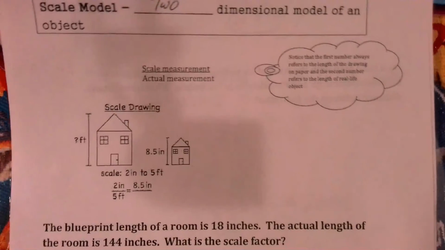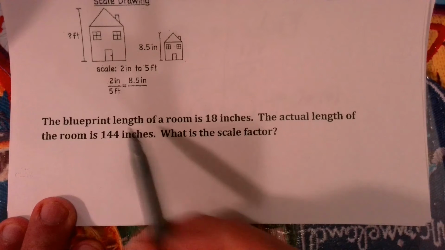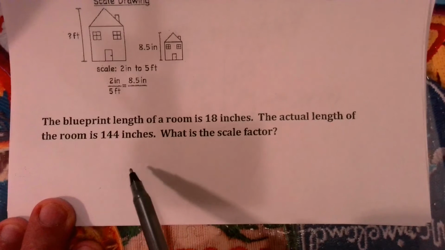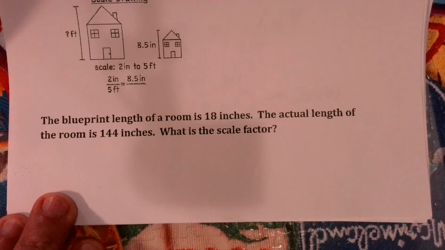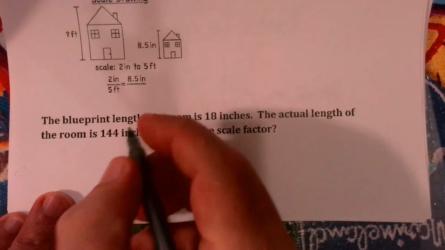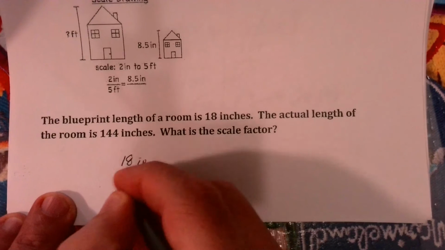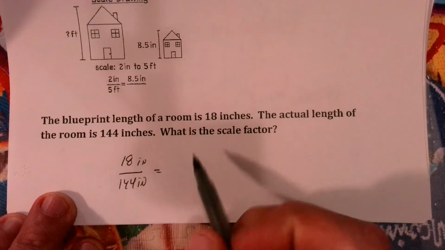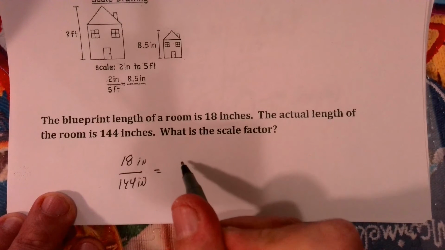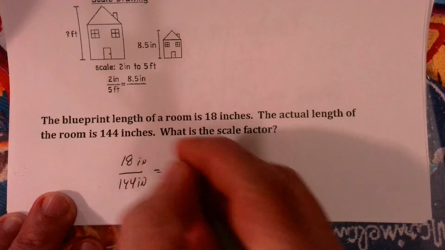All right, so first the scale factor is here, and the scale factor always goes from the smallest to the largest. Okay, so if the blueprint of a room, that's the small one, so we just write it as a fraction. So if we have 18 inches over 144 inches, well, if we want to know the scale factor, basically it says what can we simplify this by? Well, we can divide both of these by 18 actually.